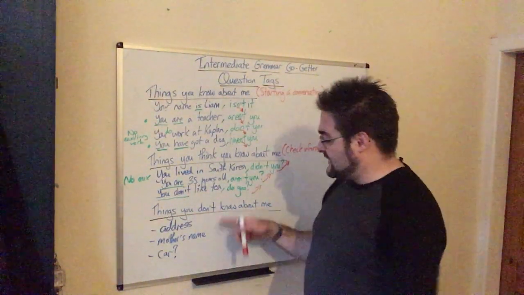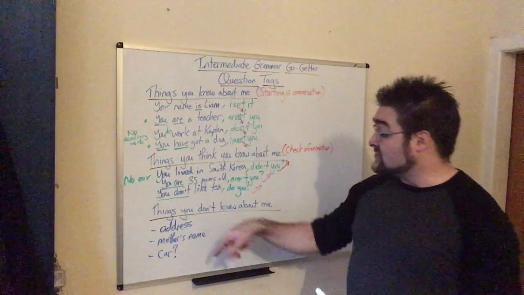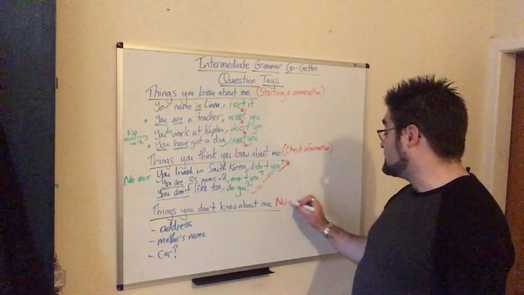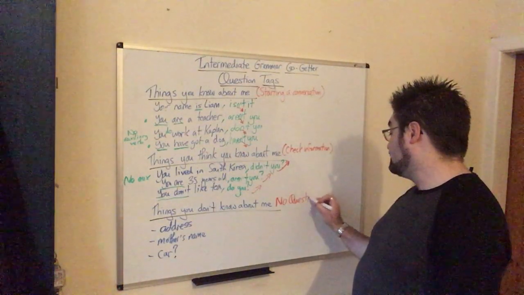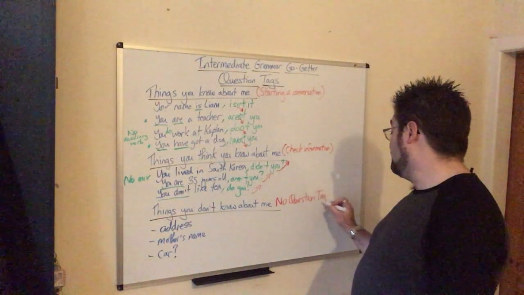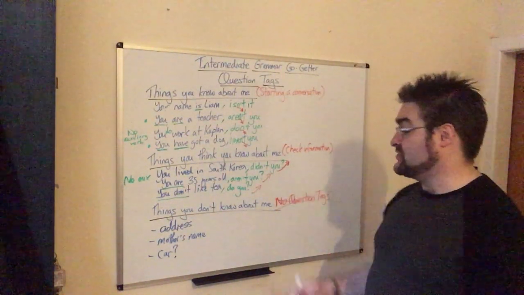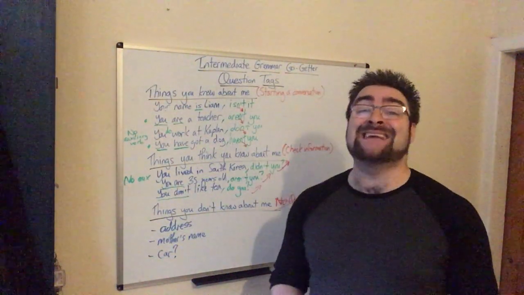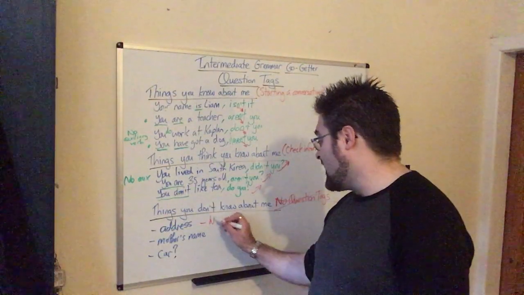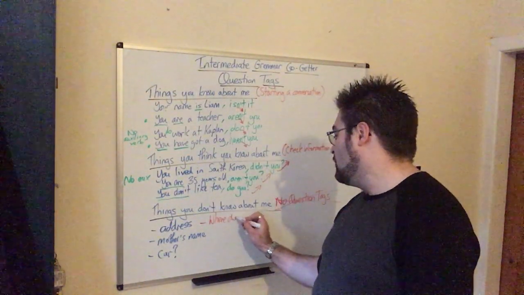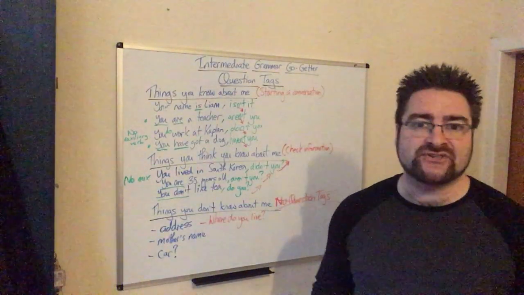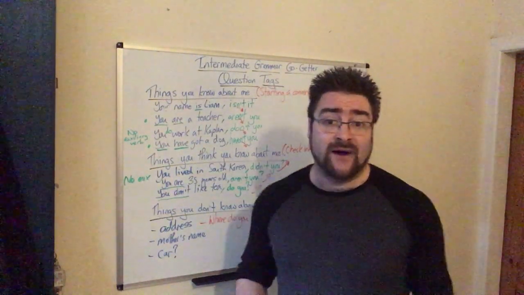Now, why have I added this at the bottom? I've added this column at the bottom because you cannot use question tags with this. Do not use question tags with things that you don't know. All you do in this case is ask a direct question. Where do you live? What is your mother's name? Do you have a car?